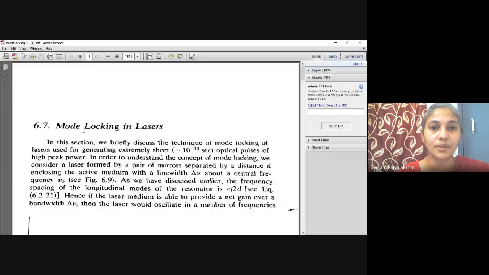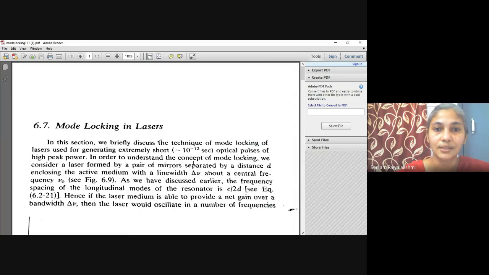So let us see mode locking in lasers. What is mode locking? It is a technique to make the laser produce extremely short optical pulses, that is, 10 power minus 12 seconds or 10 power minus 15 seconds, of high peak power. That means within a short period of time, picoseconds or femtoseconds, the laser produces a very high peak power.